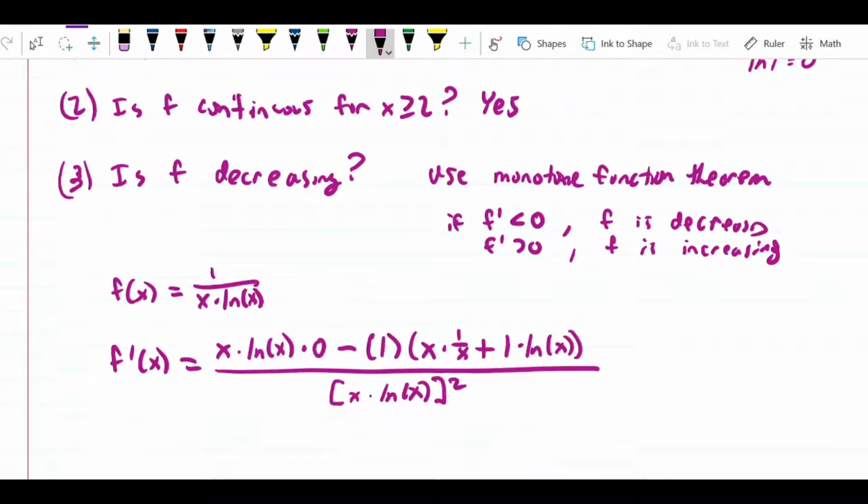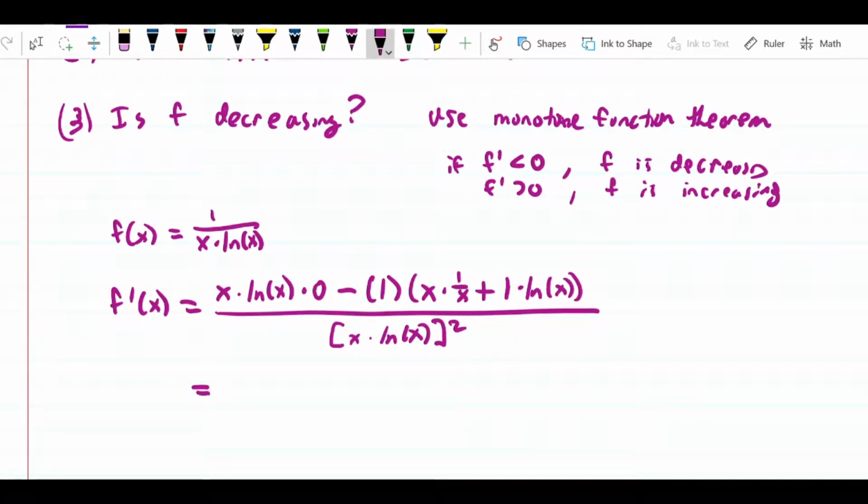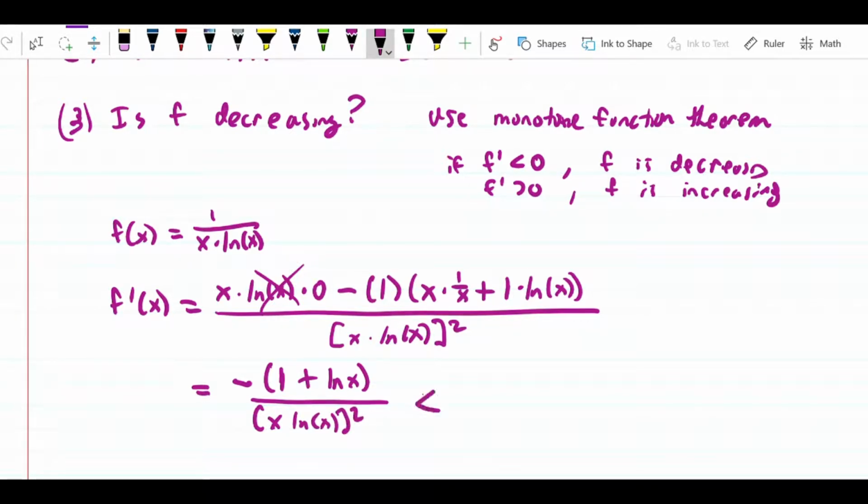So let's simplify this a bit. Since the first term simply disappears because it's multiplied by 0, we just get negative x times 1 over x, which is 1, plus ln x, all over x ln x squared. So we can easily see that this is less than 0 for all x greater than or equal to 2. How do we know?